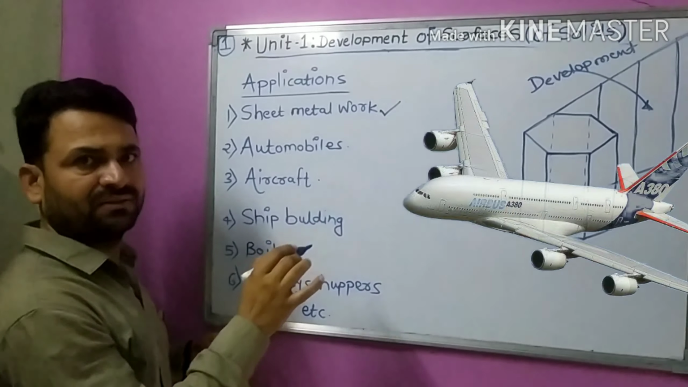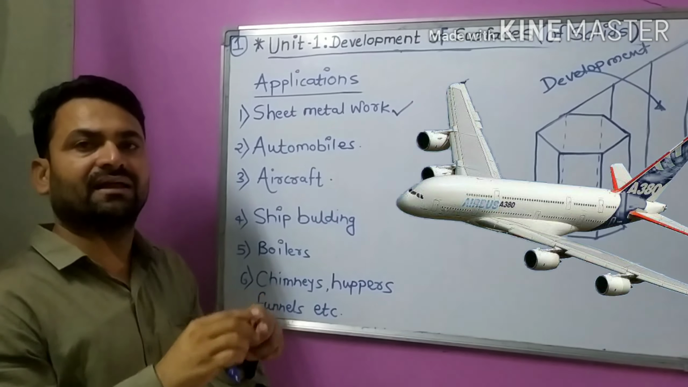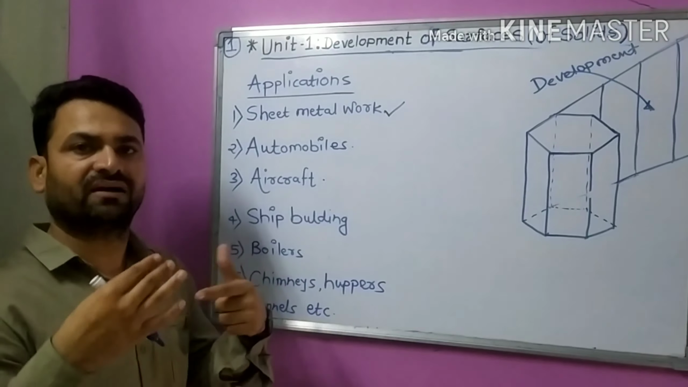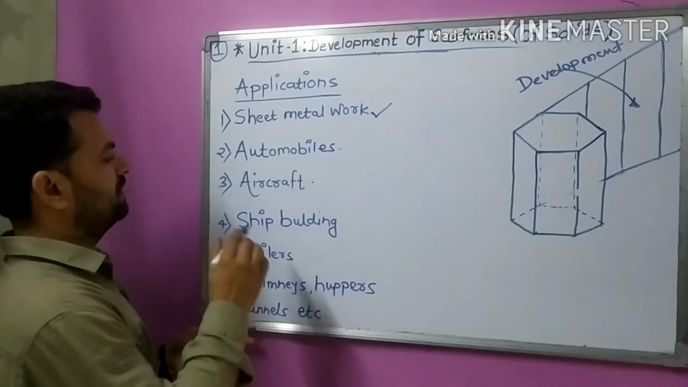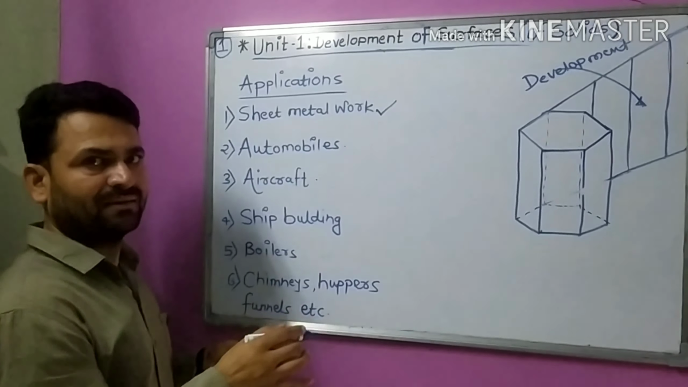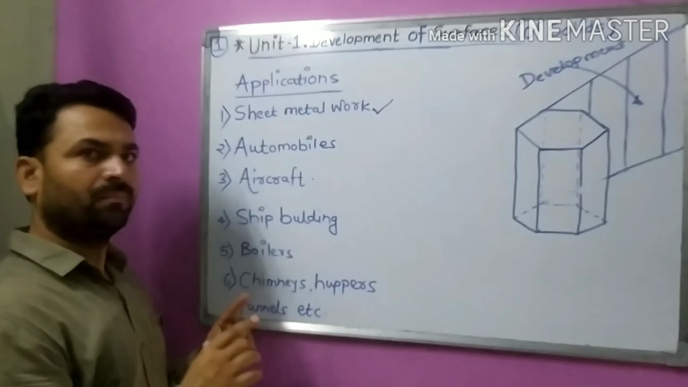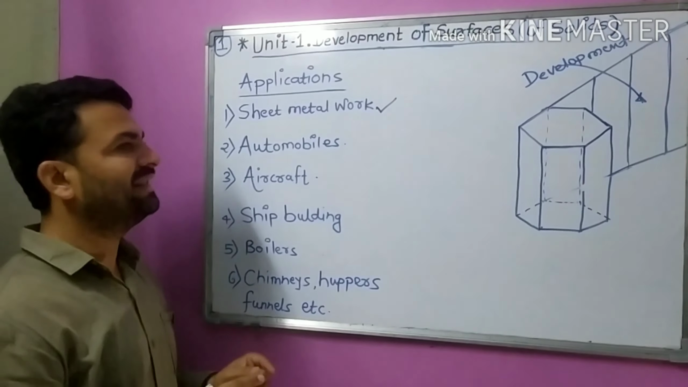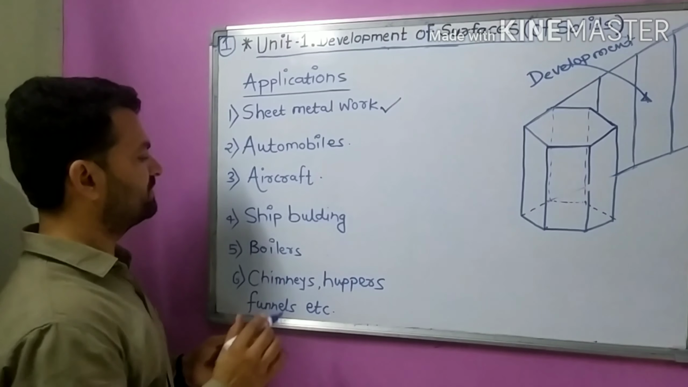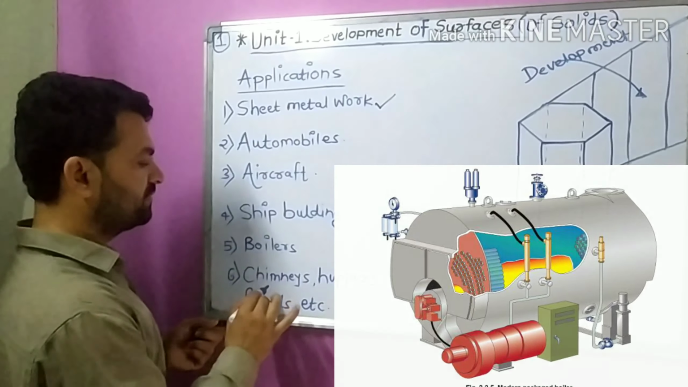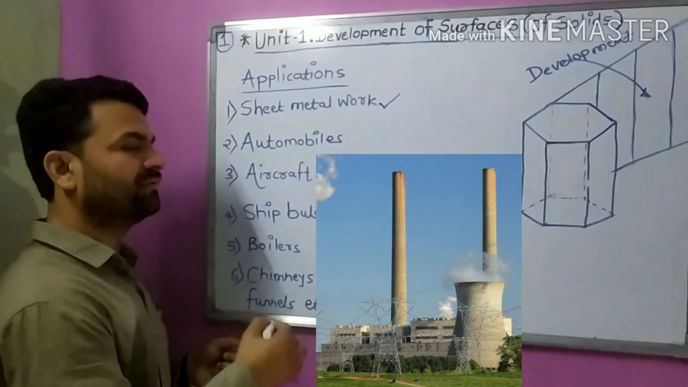Third is the aircraft surface or aircraft body, for designing an aircraft body. Fourth is shipbuilding. As we know, for building or designing a ship, we again require development of lateral surfaces of solids. Then boiler designing, then chimneys, hoppers, funnels. These are different examples.